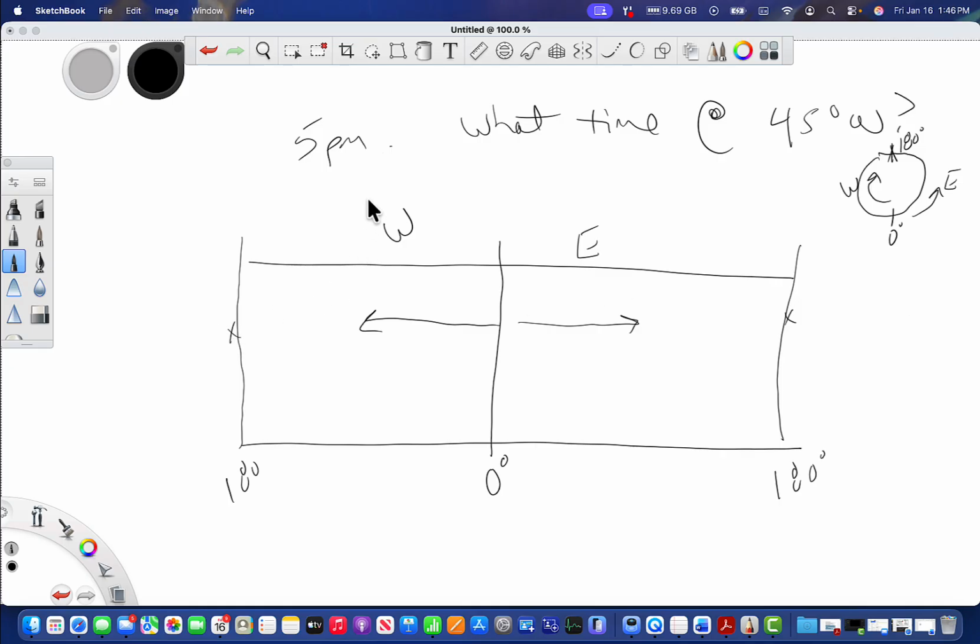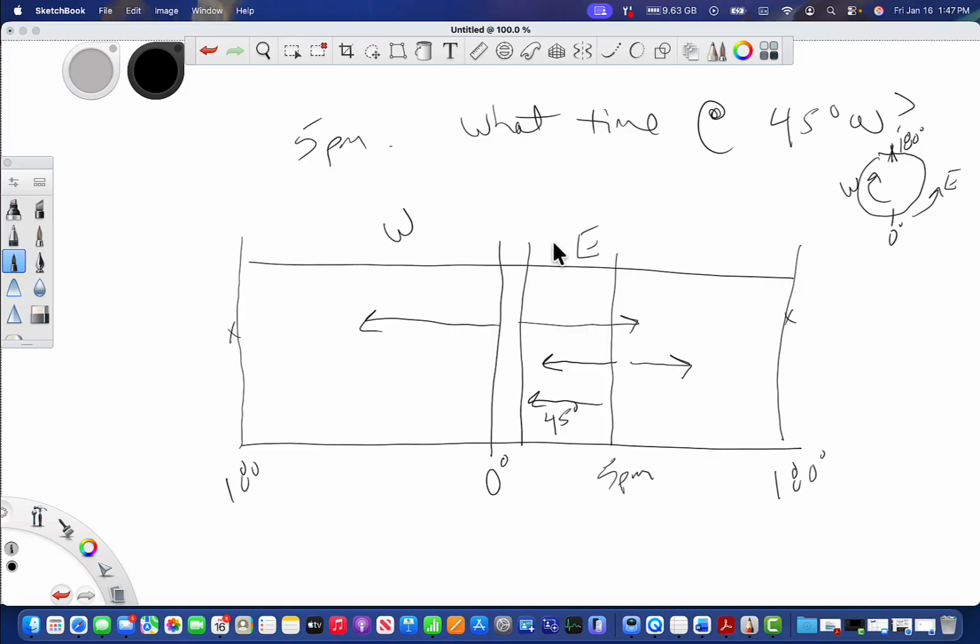Okay, so it says it is 5 p.m. at your time. It doesn't really matter where you're at. The question is, what time is it 45 degrees west of your position? So let's just presume that it's 5 p.m. over here somewhere. Okay, so it's 5 p.m. and we want to go west. So this direction is west, and again, this direction is east. And we're looking to go 45 degrees west.